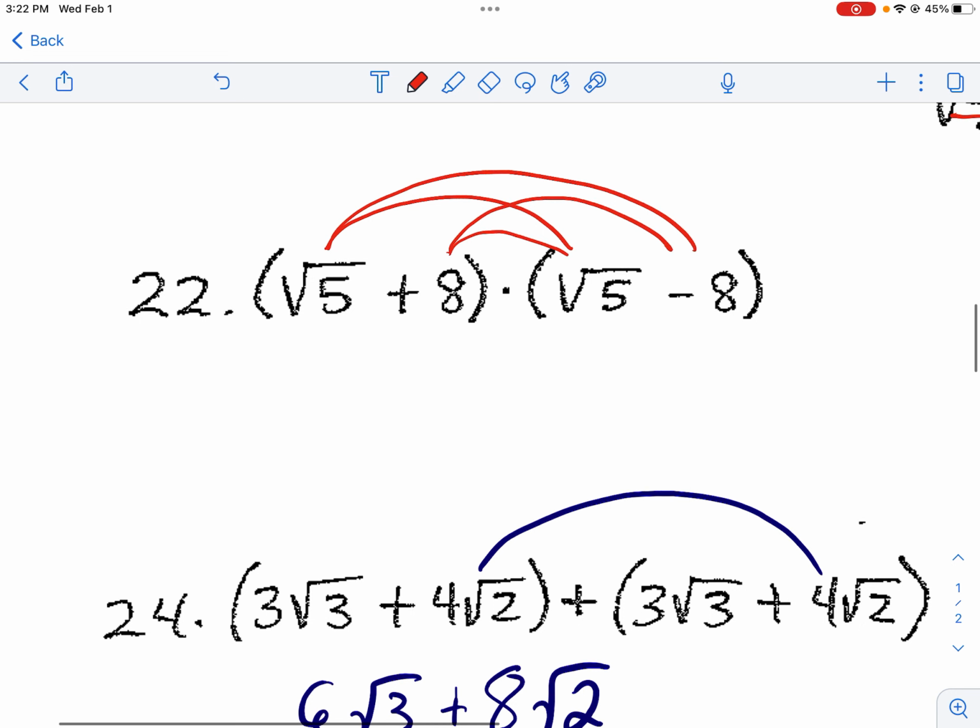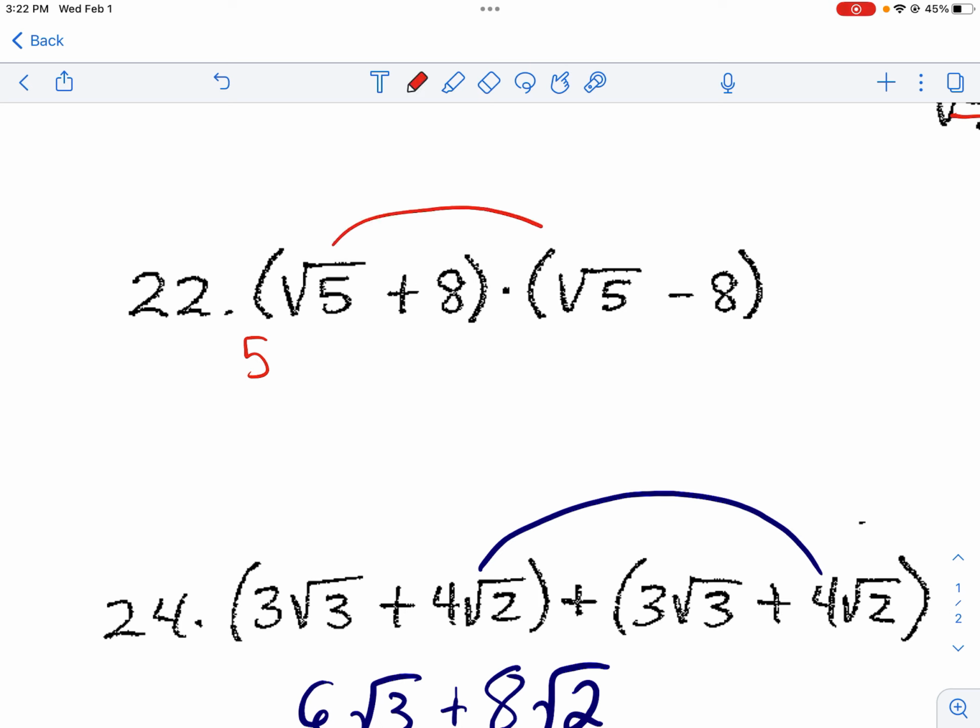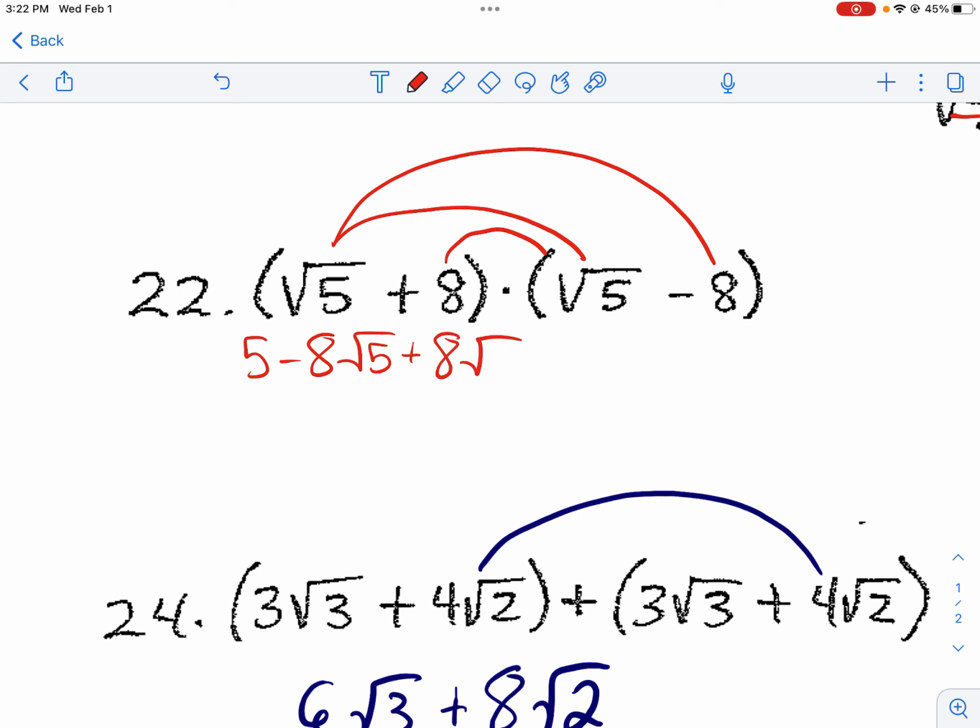So our first one is square root of 5 times square root of 5, which is just 5, because square root of 5 squared just gives us 5. Our next multiplication is square root of 5 times negative 8, which is minus 8 square root of 5. Our next multiplication is 8 times square root of 5, which is plus 8 square root of 5. Oops, not square root of 8. Plus 8 square root of 5. And then last we're doing 8 times negative 8, which is minus 64.